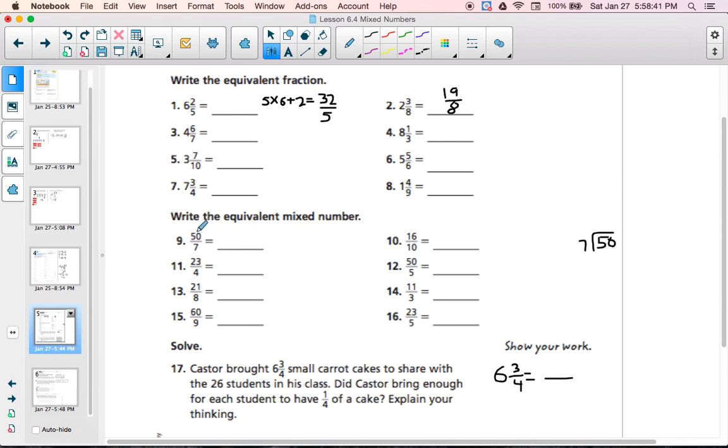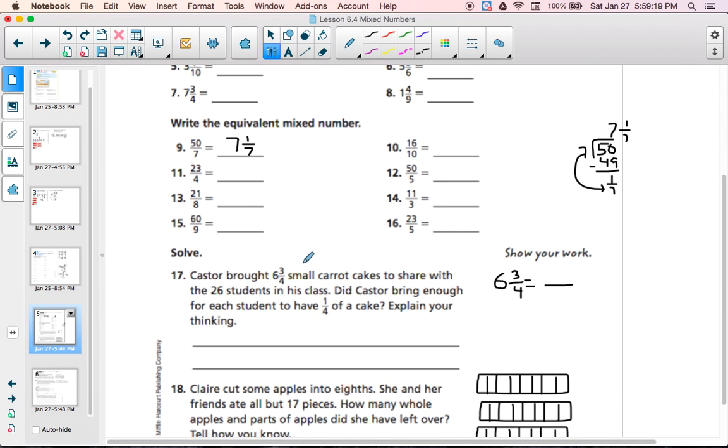You divide the numerator, 50, by the denominator, 7. 7 will go into 50 7 times. 7 times 7 is 49. Subtract. Remember, you take the divisor and write it underneath. That's the denominator. The final answer is 7 1/7. 7 wholes and 1/7 of another one.